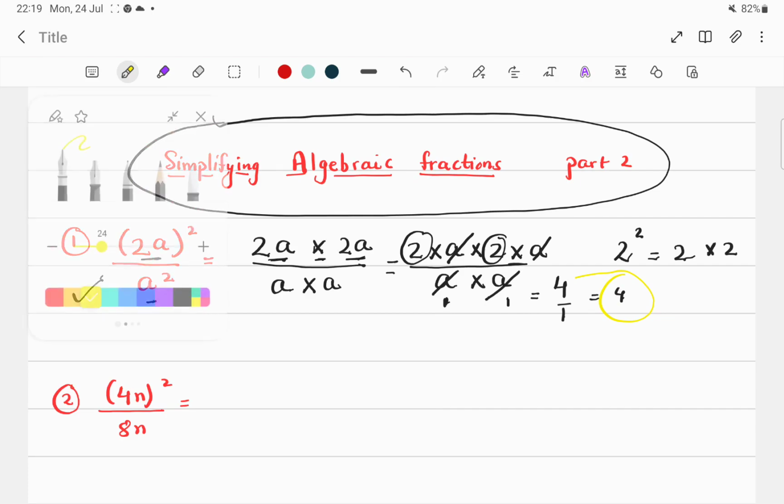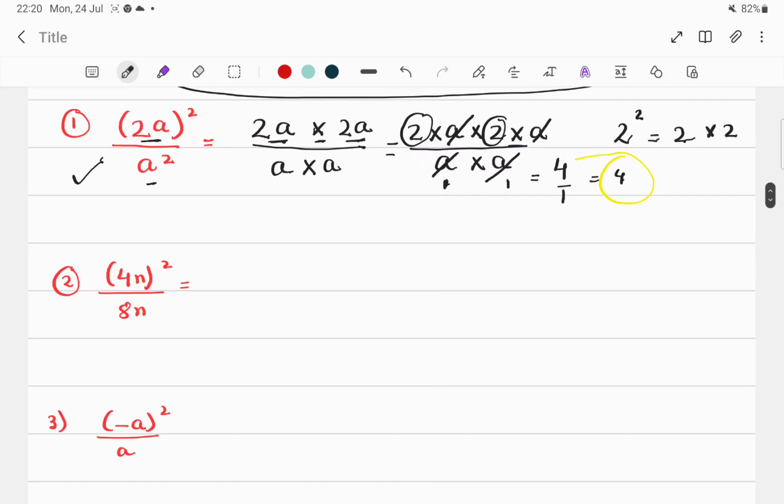Okay, now the next question is 4n the whole squared over 8n. See, there is a difference between the two terms. One is 4n squared and another is 4 n squared. The first means the square of 4n, so it is 4n times 4n, and in the second, it is 4 multiplied by n squared. Here 4 is not squared, only n is squared.